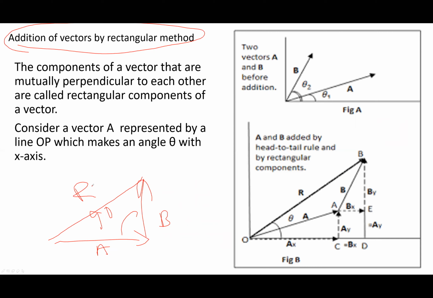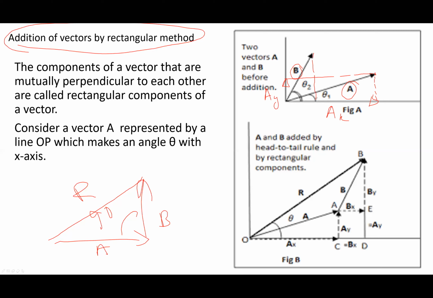Consider a vector A represented by a line which makes an angle theta with the horizontal. We have two vectors, this vector and vector B. First, we will obtain the horizontal and vertical components. So from its head, you will draw a perpendicular. This will be the horizontal component of vector A. Then draw a perpendicular on the y-axis. This is the vertical component of vector A.